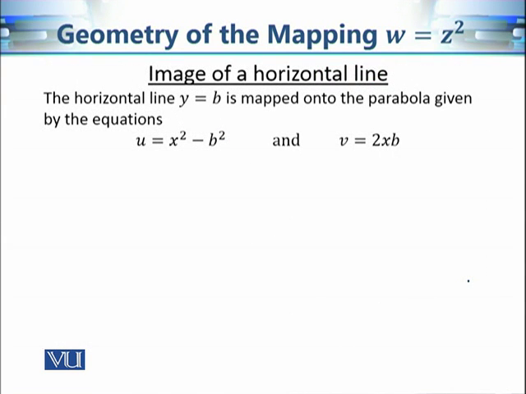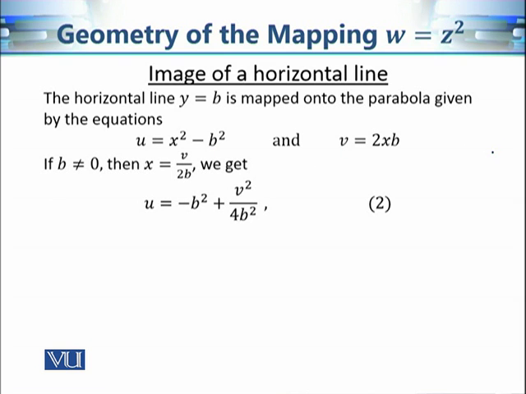Now let's consider the image of a horizontal line. Now a horizontal line is given as y is equal to b. Now if we want to study its image, once again we use u is equal to x square minus y square. Here y is b, so it becomes x square minus b square, and v becomes 2xb.